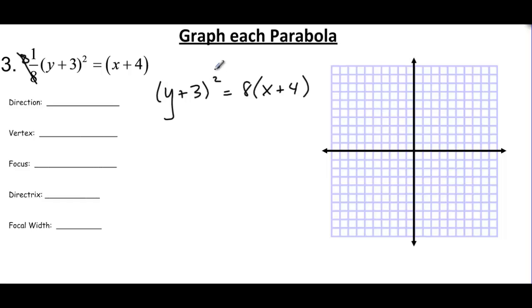So now this is a little weird. The y is the part that's squared, which lets me know it's going to be either left or right. But because this is a positive 8, I know it's going to face right. So my parabola is going to look something like that.